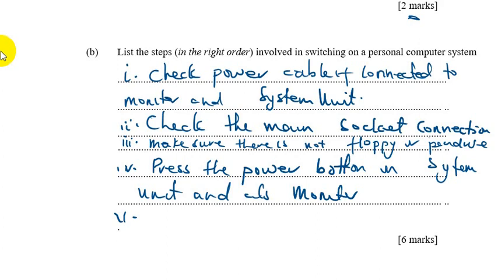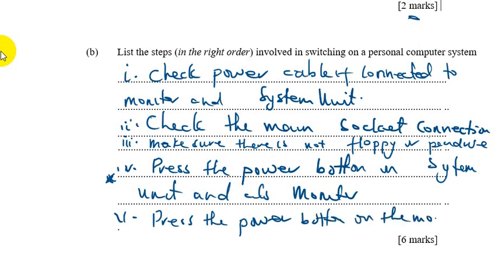The first one you can write: press the power button on the system unit, and you come and write: press the power button on the monitor. So from there you don't do anything again, you just wait for it to load and you get your computer turned on. Okay, so that is all.